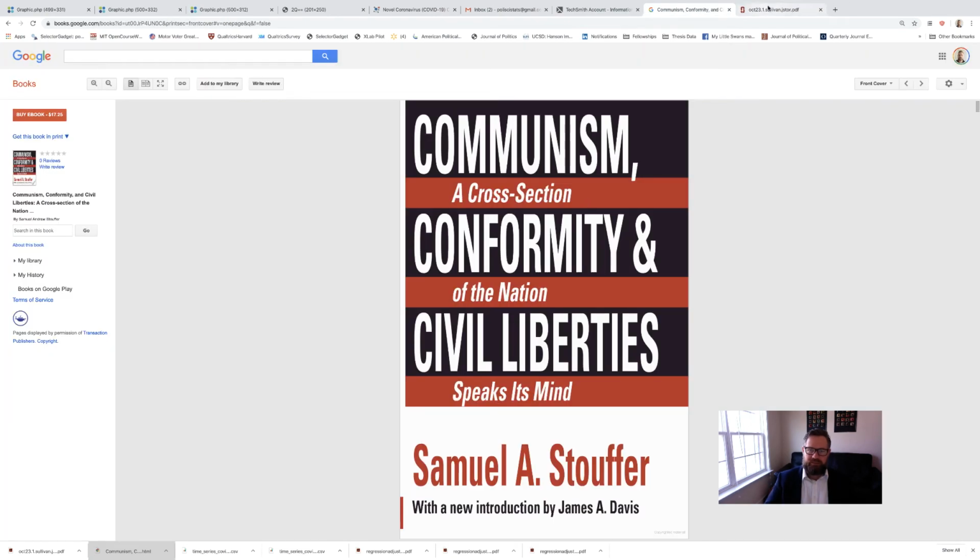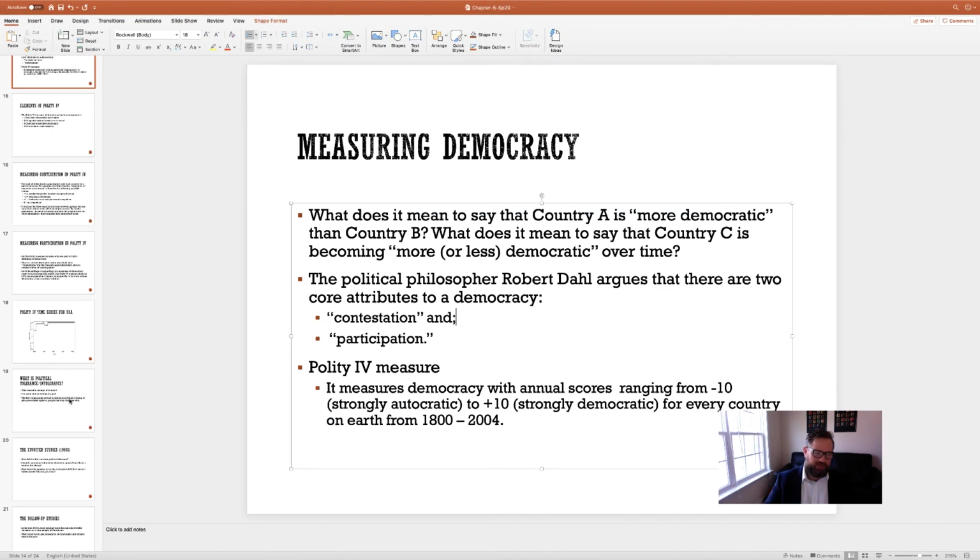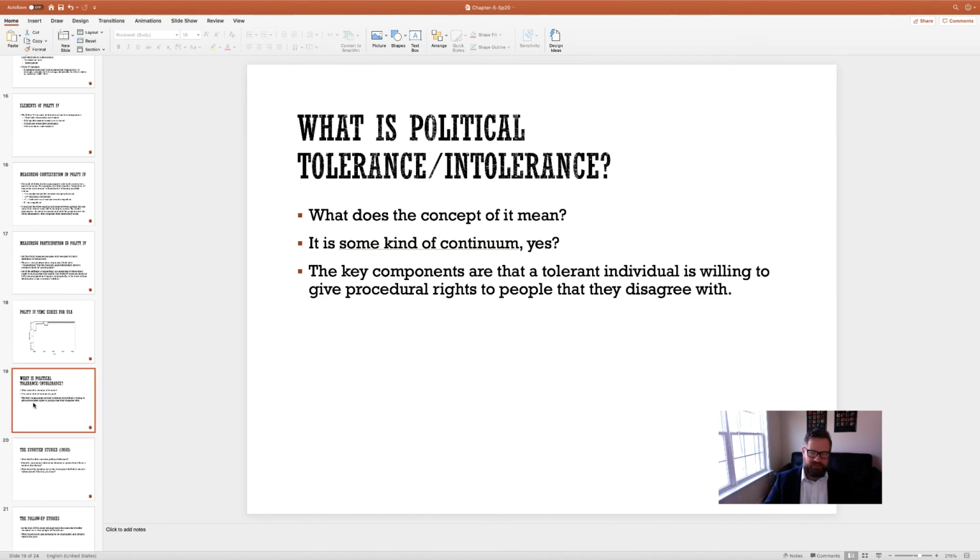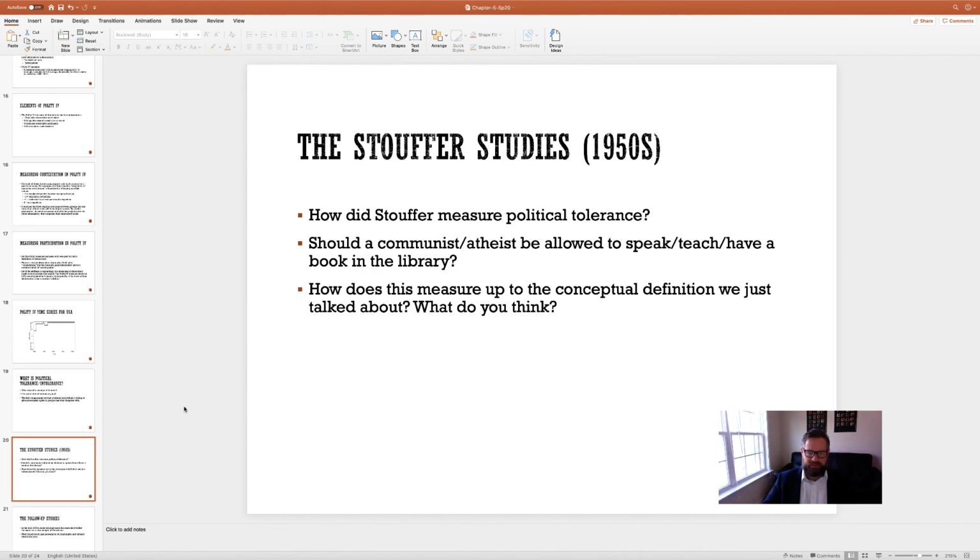on communism, and we said, well, okay, if we define tolerance as giving procedural rights to people you disagree with, well, asking people only about whether they're tolerant towards atheists or communists is just simply not going to work. Because if people become atheists or communists, we're not going to be measuring whether they're willing to give rights to people who they oppose, because they don't oppose it anymore. So that's not really a good measure of tolerance.